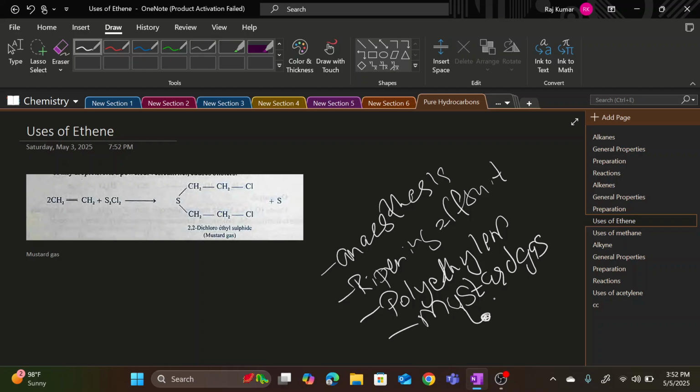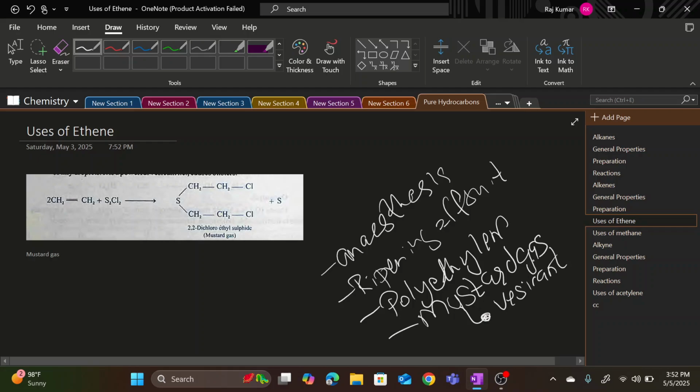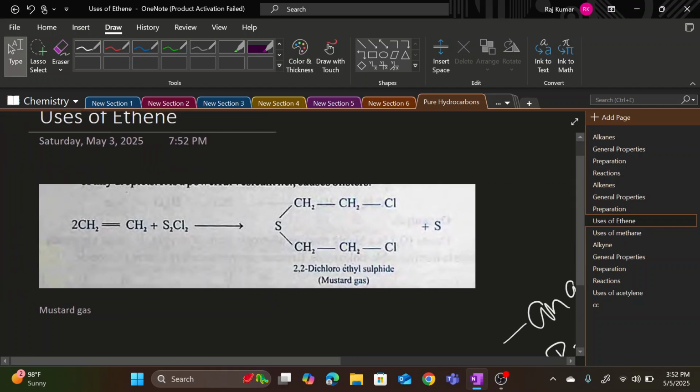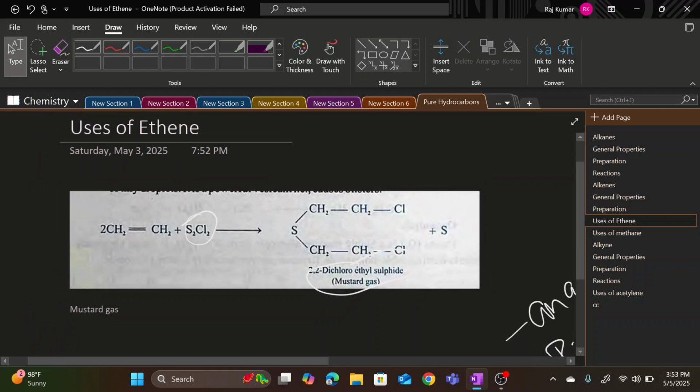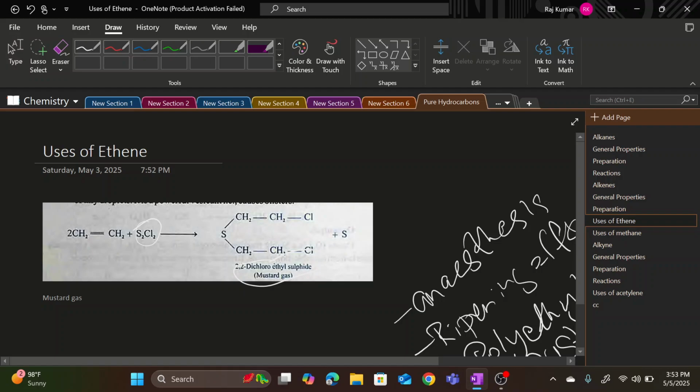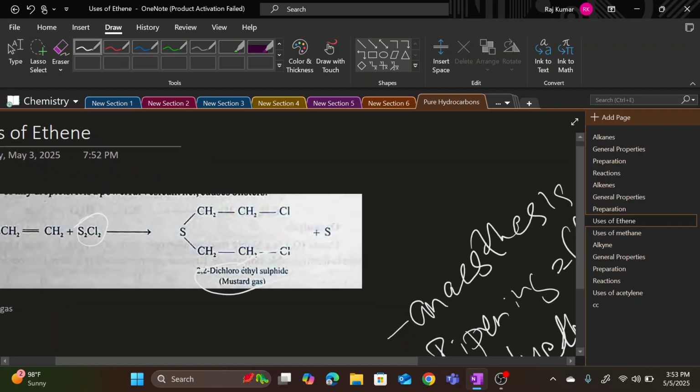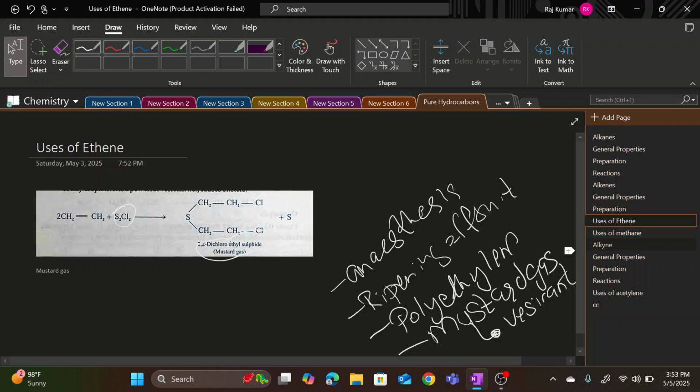Basically, that was mustard gas. That was not actually a gas. It was a high boiling liquid, whose droplets were thrown onto the enemies, and that was a powerful vesicant which causes blisters. This is the entire structure of mustard gas. When we react sulfur chloride with ethene, it will produce dichloroethyl sulfide, which is mustard gas. So this is an important thing.